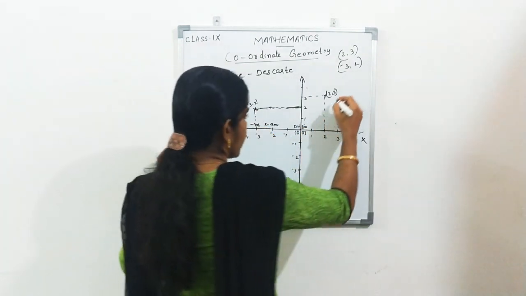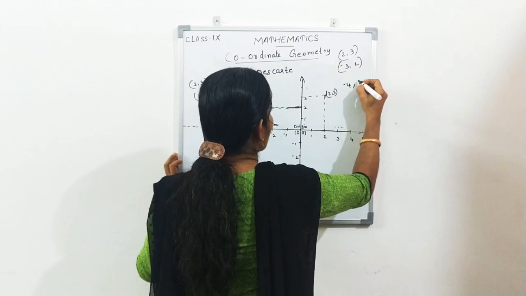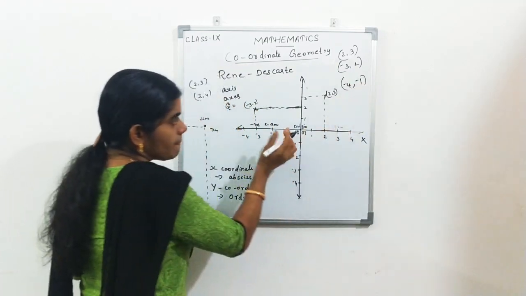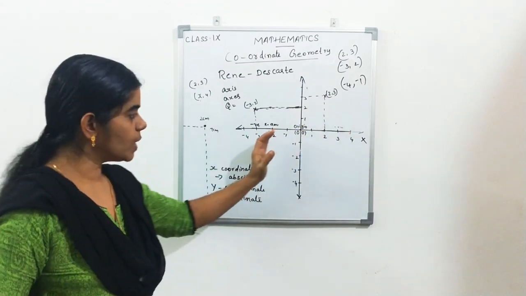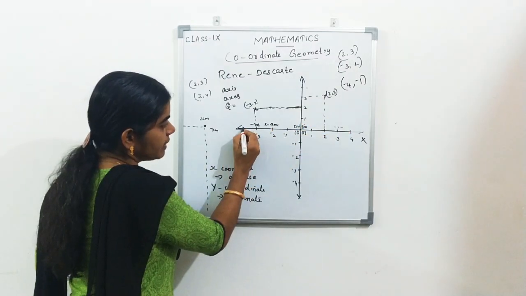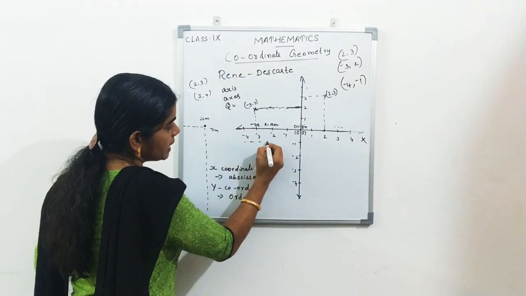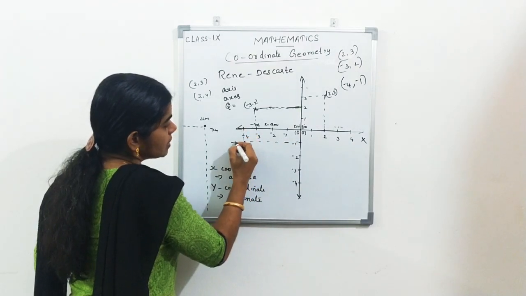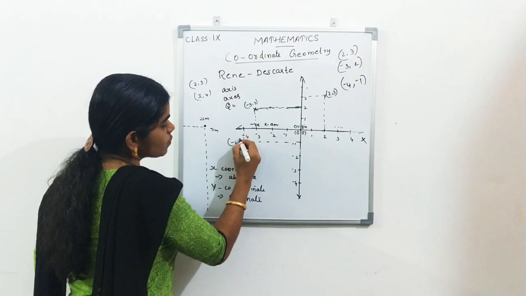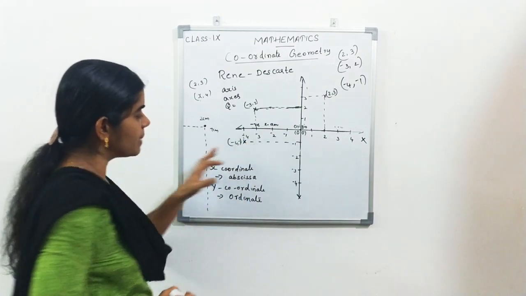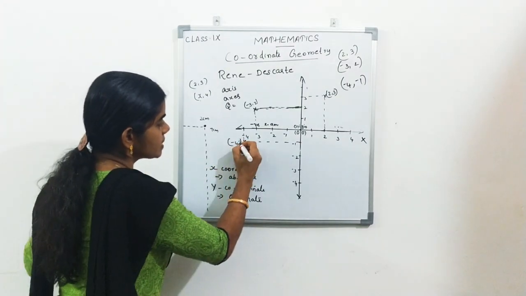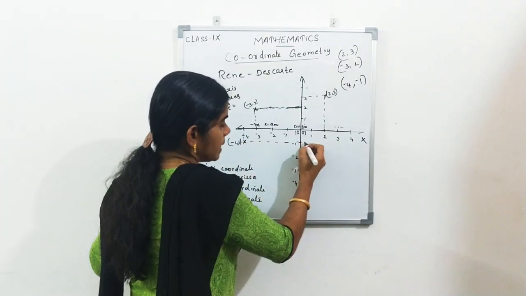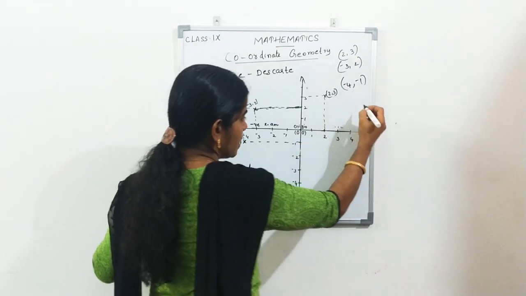Next, I am seeing minus 4, minus 1 you want to locate. Then x is negative, so you want to move here, minus 4 here, minus 1 here. Therefore, minus 4, minus 1 means this will be the point minus 4, minus 1.